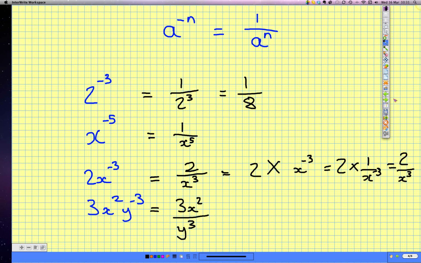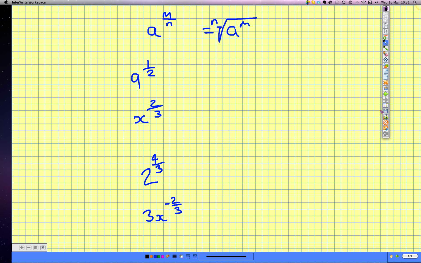Okay, just to finish off then, there's this one which is the fractional indice, the fractional power. Basically, I think you guys are okay with knowing that 9 to the power of a half is exactly the same thing as the square root of 9.